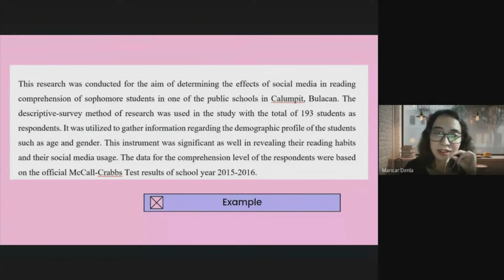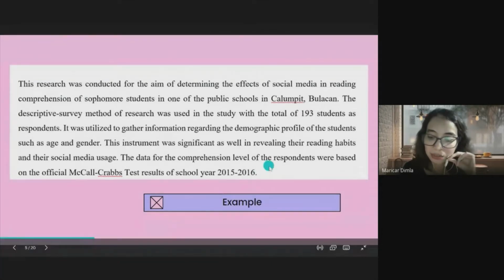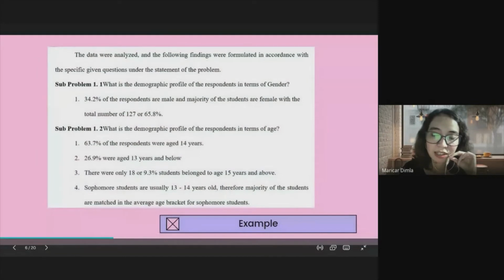So, isa sa mga ginamit is the McCall-Krabs test. Ma'am, kasi ang hirap bigkasin. Parang tongue twister ba siya? Okay, thank you so much for that. STEM 1. So, next class is this one.